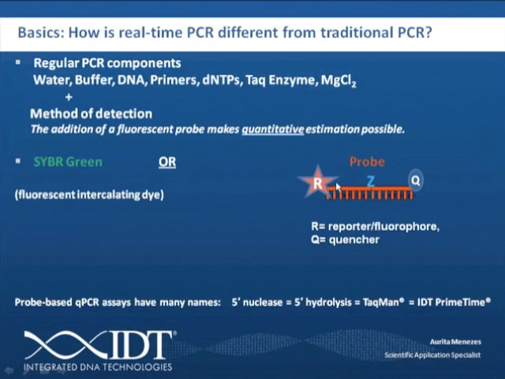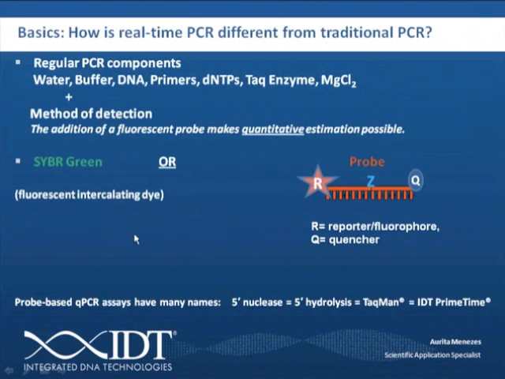The idea is that as long as this probe is intact, any fluorescent energy emanating from the dye is captured by the quencher. However, when this probe degrades, it separates the fluorescent dye from the quencher, and consequently the quencher is no longer able to capture that energy. This fluorescent energy is then detected by the instrument and recorded for every PCR cycle.